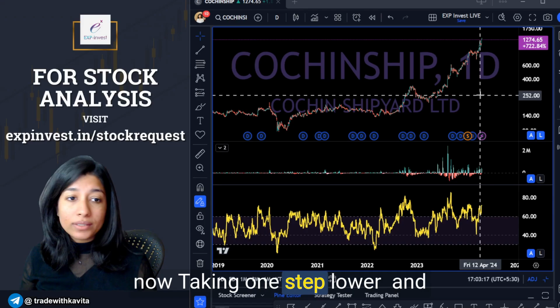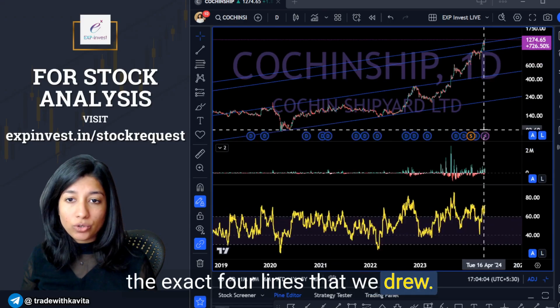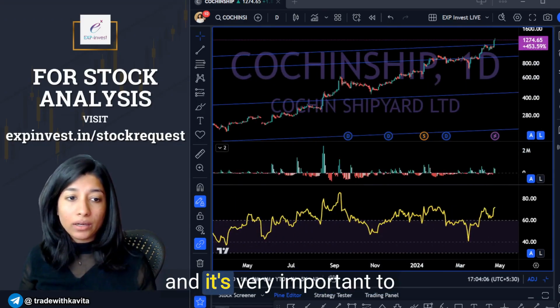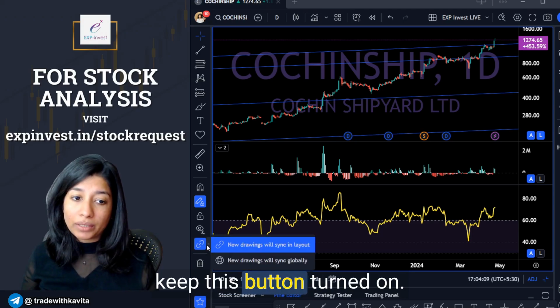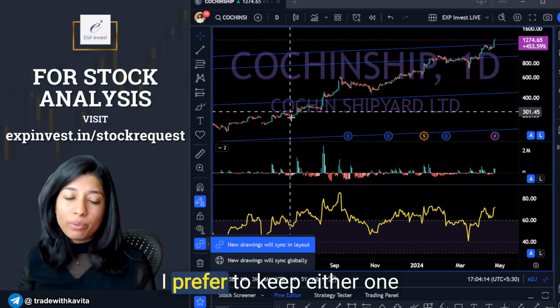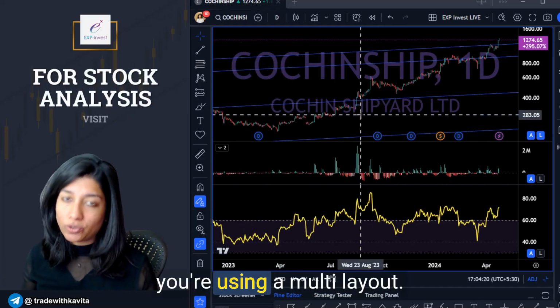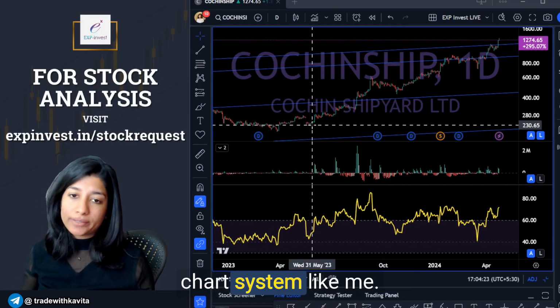Now taking one step lower, we drew 4 lines, and these are the exact 4 lines that we drew. So these are the trend lines, and it's very important to keep this button turned on. There are 2 options here, globally or simply within layout. I prefer to keep either one depending upon my preference, but it's very important to have it on, especially if you're using a multi-layout chart system like me.